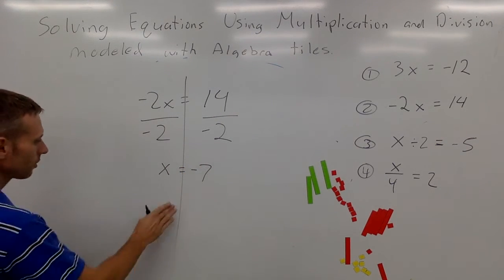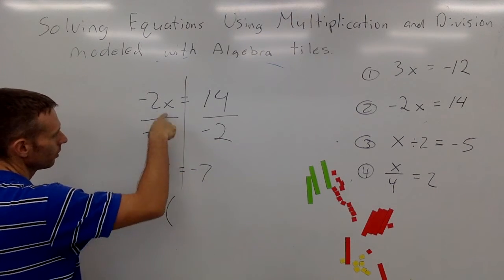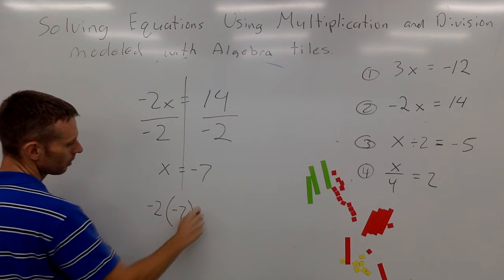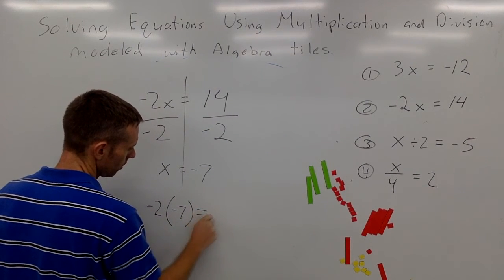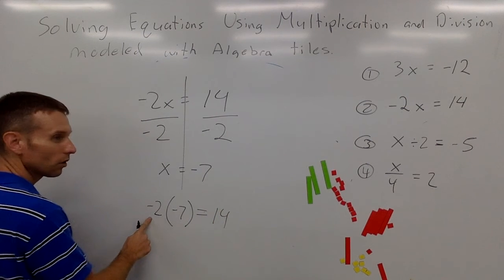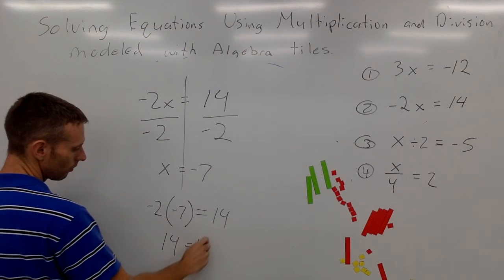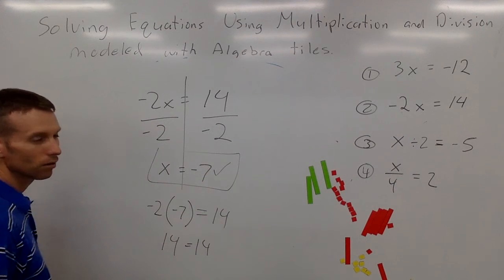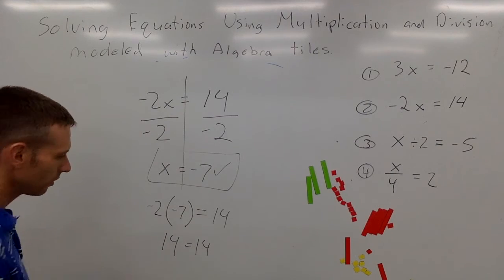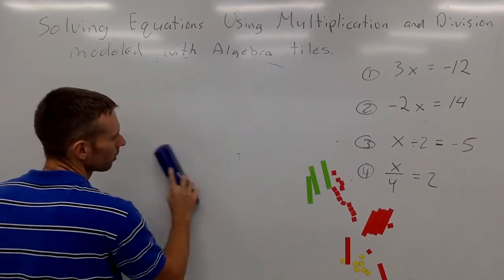Let me check my answer. Negative 2, and if I substitute negative 7 in for x, and I said that equals 14. Negative 2 times negative 7 is 14, and that equals 14. So this one was the correct answer. X equals negative 7. Okay, how about a division one?